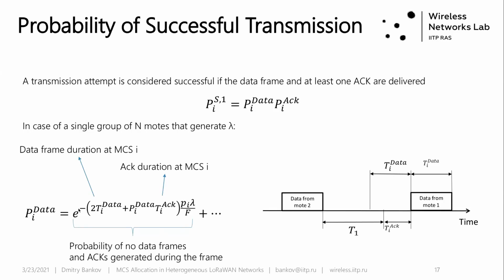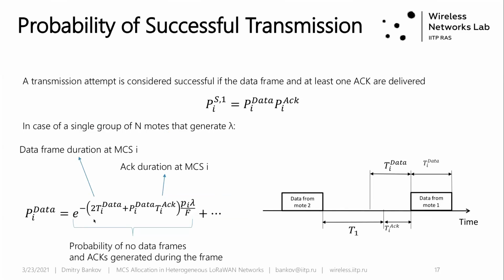So this value here is the probability that, given the Poisson flow of data frames, we transmit a data frame from mode 1, and in the interval with T_data, which is the data frame duration at MCS i, there are no frames generated by any other modes which could collide with the considered frame. And also, we consider the situation when another mode could transmit its frame before the considered one. And after this successful frame from mode 2, the gateway has to transmit an acknowledgement to this frame, and this acknowledgement can collide with the data frame. So both of these situations are described in this exponent under the assumption of Poisson flow of data frame transmissions.